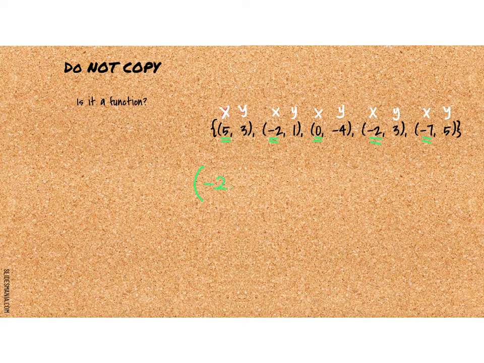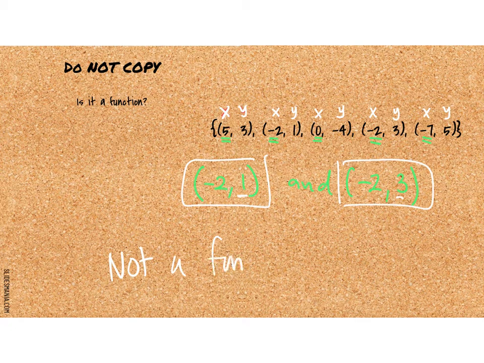We have -2, 1, right? And we have -2, 3. My x values repeat. Since my x values repeat in both of these, and they don't have the same output or the same y value, meaning one of them is a 1, one of them is a 3, that makes this not a function. Not a function because they have different outputs. And this was showing you with ordered pairs.